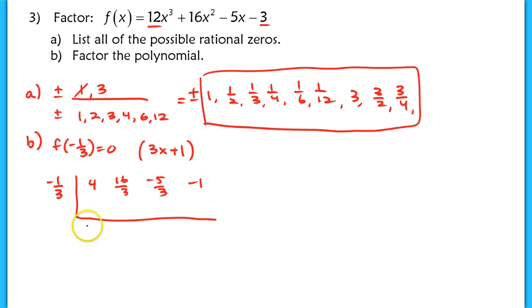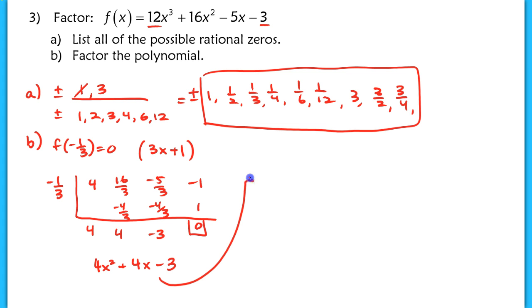So I'm going to drop down that 4. Multiply here, I get negative 4/3. 12 thirds is going to simplify to 4. Multiply here, and we get negative 4/3. That gives me negative 9/3, which is negative 3. Multiplying here, I end up with a positive 1. Negative 1/3 times negative 3 is positive 1, and then I have a remainder of 0. So I end up with this quadratic here, 4x squared plus 4x minus 3.